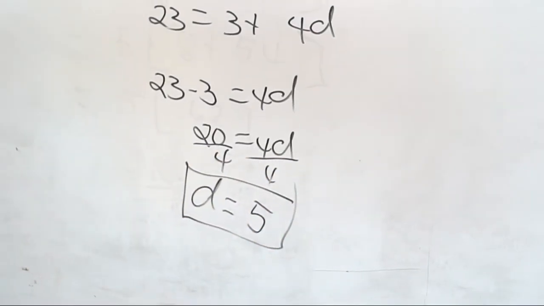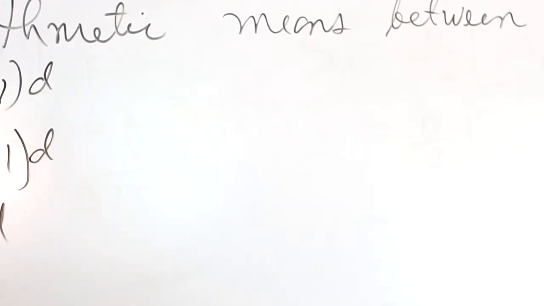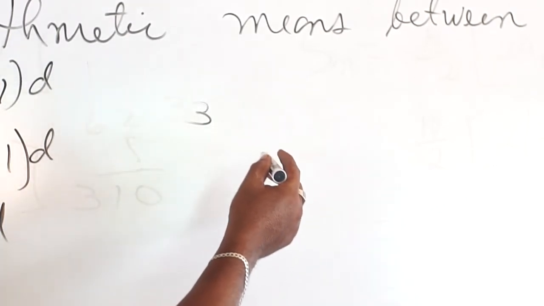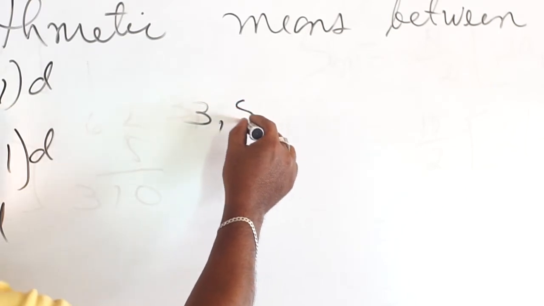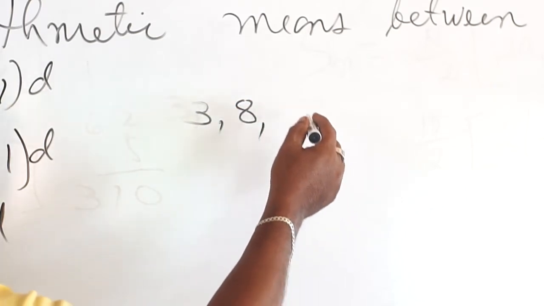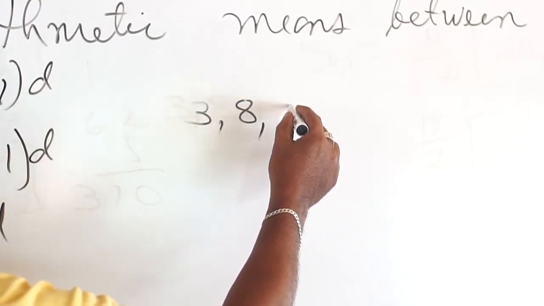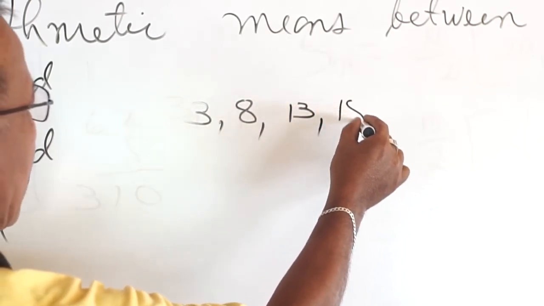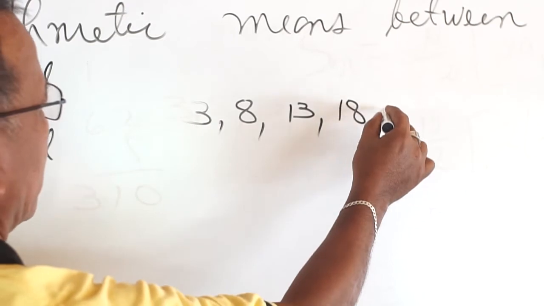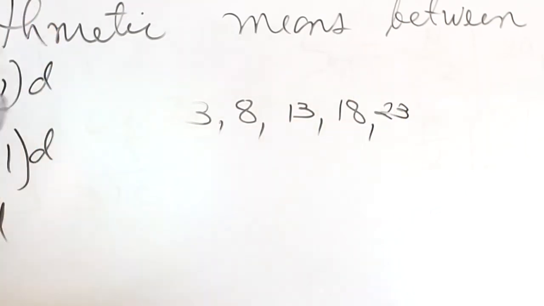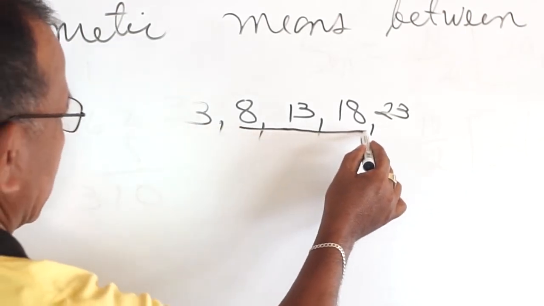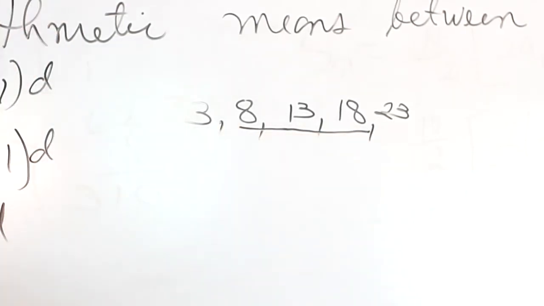Then after that, insert 3 arithmetic means. Okay, we have 3 plus 5, 8. 8 plus 5, okay, we have 13. 13 plus 5, 18. 18 plus 5, 23. So the 3 arithmetic means, okay, we have 8, 13, and 18.